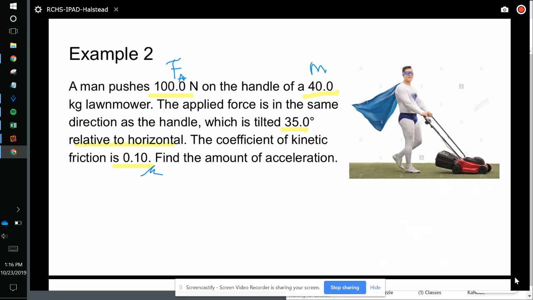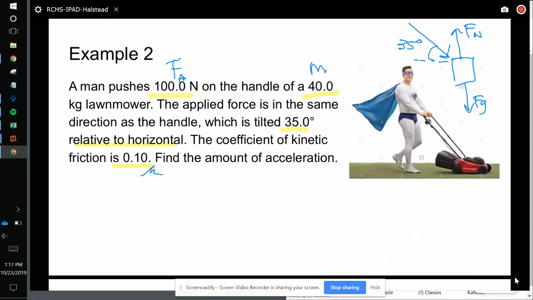I'm going to draw a new one up here, because we have a force at an angle. So what's happening here is I have my lawnmower like this. Let me erase that and make it farther down. So we have our lawnmower here. We have an applied force downward, and that is at an angle of 35 degrees. We have our normal force upward. We have our force of gravity downward.